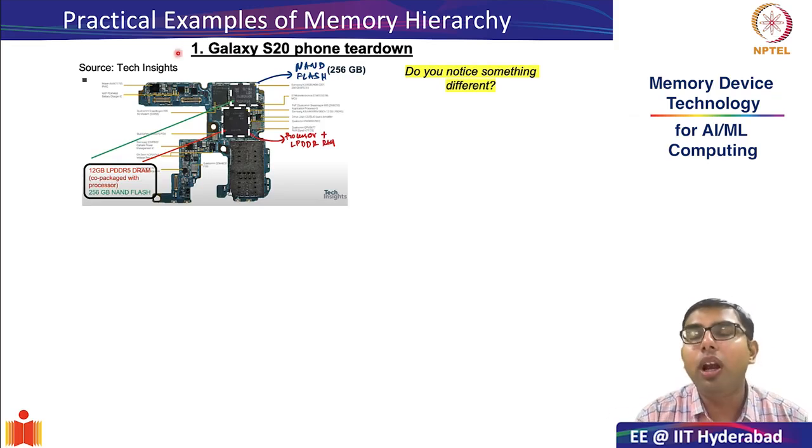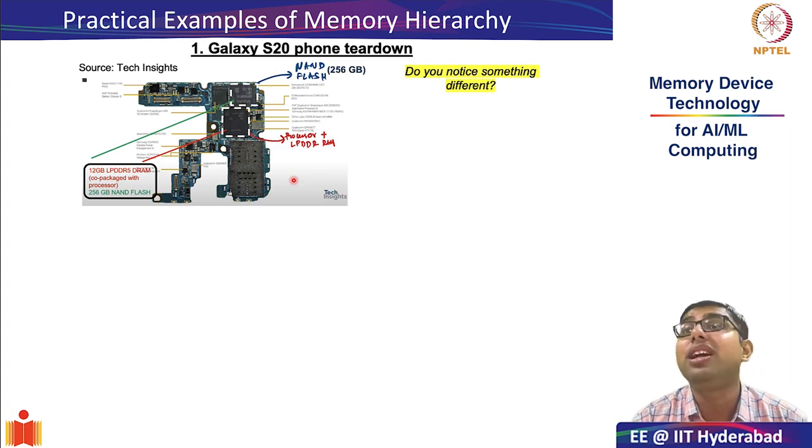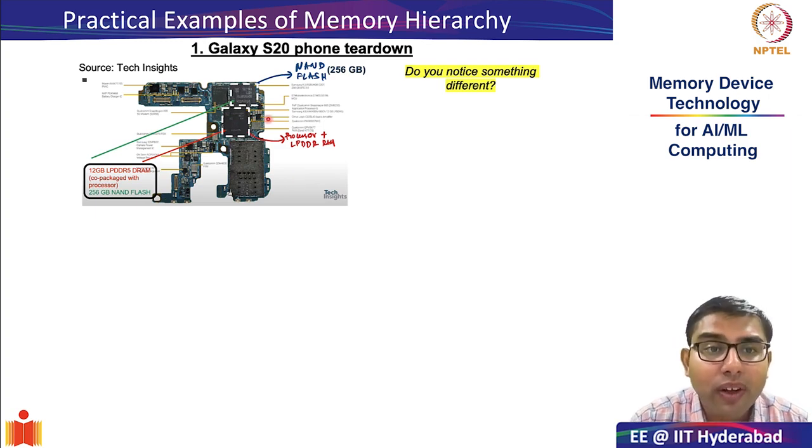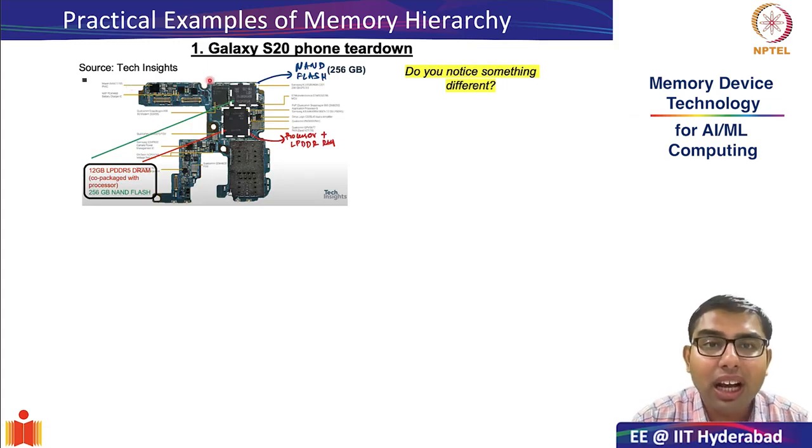So the first example is that of a high-end mobile phone, which is the Samsung Galaxy S20. There are several companies who do these so-called tear downs. What is the meaning of tear down? Tear downs can happen at several levels. Here you see that a website called Tech Insights has done a detailed analysis, or a tear down, of the motherboard PCB of the Samsung Galaxy S20.